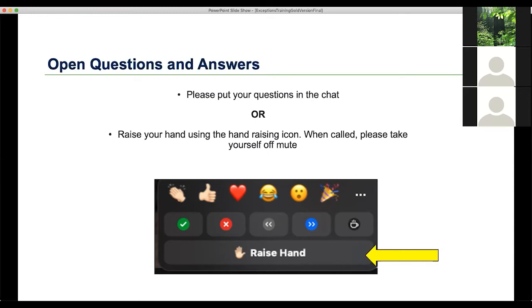All right, great. And then there was a question earlier about the size of the form.